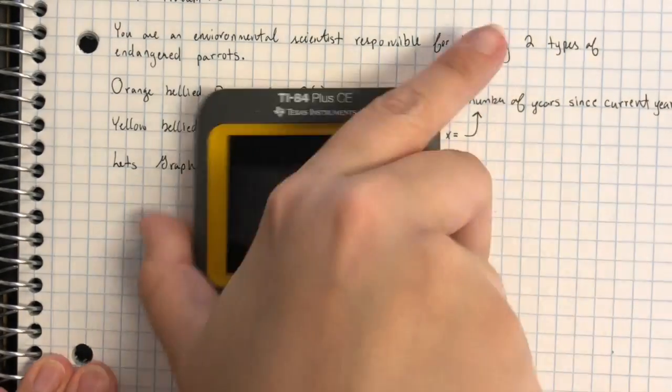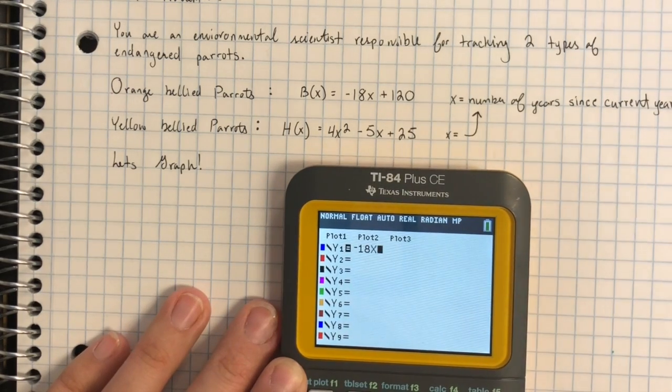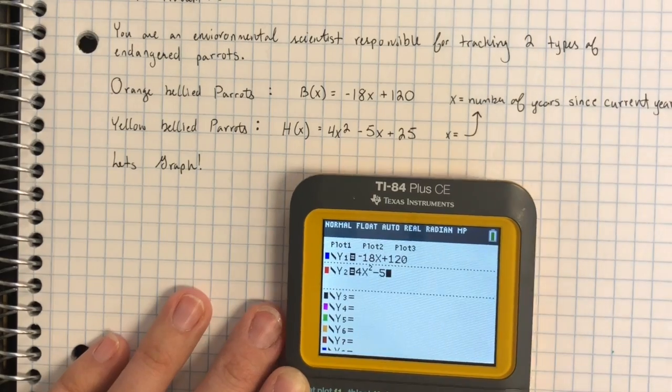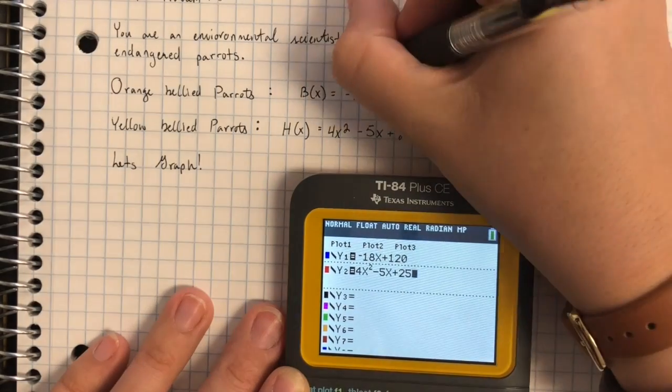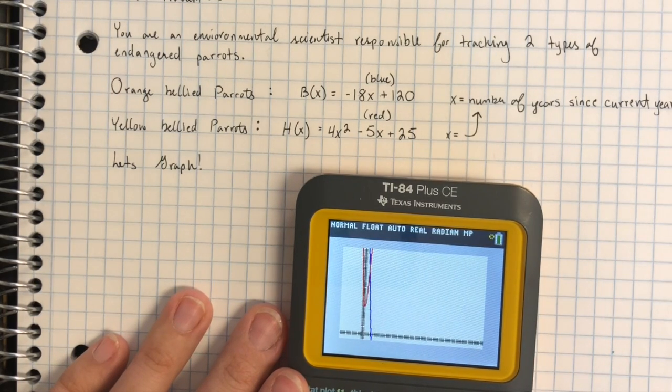So let's graph our information, and we're going to use our calculator to do this. I'm going to enter the 2 functions into my y equals field. And in the remainder of this video, I'm going to be referring to the calculator a lot, so just make sure that you have yours handy.